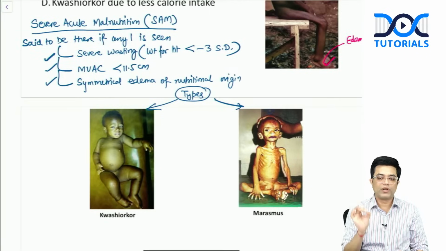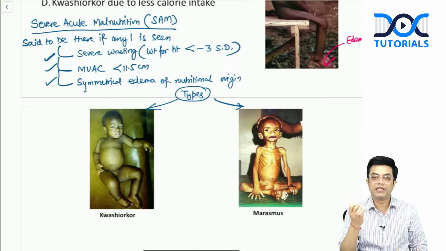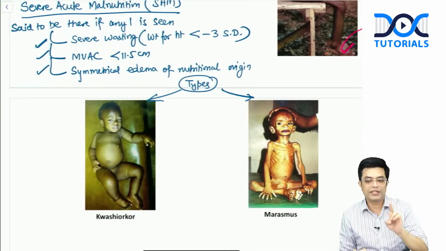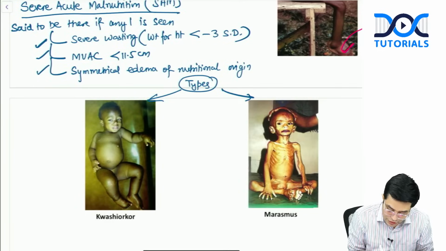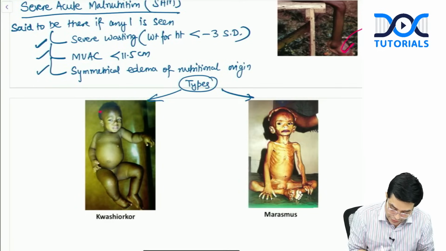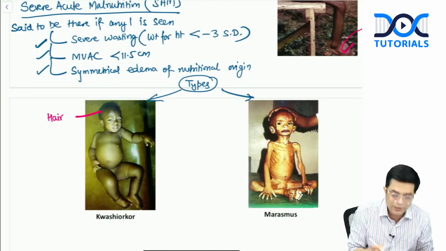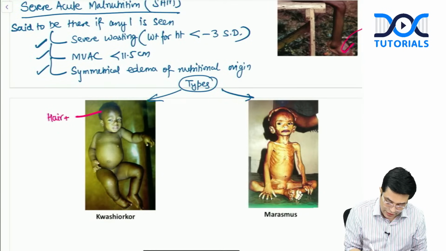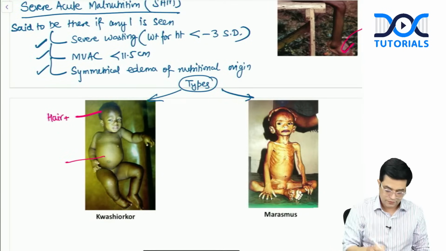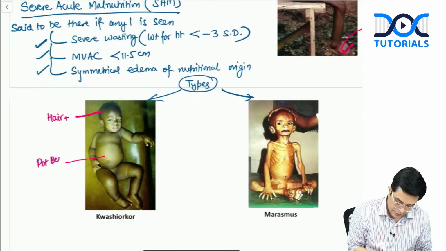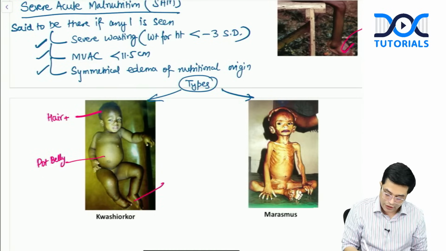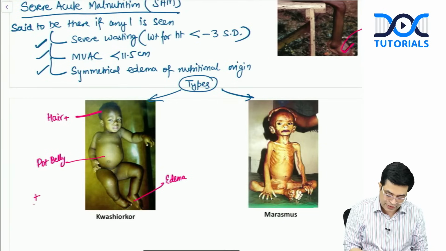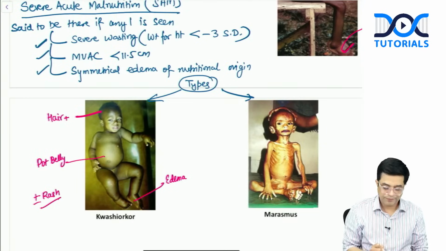Whenever a photo comes in a question, you may not find the exact photo being asked in the exam. How are you going to identify? In Kwashiorkor there are some identifying points you need to look out for. A Kwashiorkor child will have hair present, right? There is no hair loss, the hair is easily pluckable, a flag sign may be there, but hair will be present. Second, these children will have a protuberant abdomen, pot belly. Third, these patients will have lower limb edema. Fourth, sometimes plus minus these children will have a rash on the body, right?